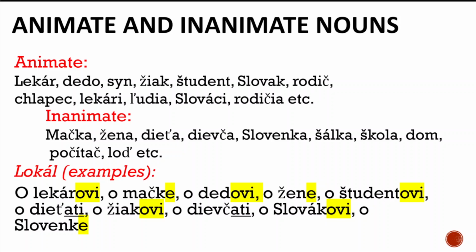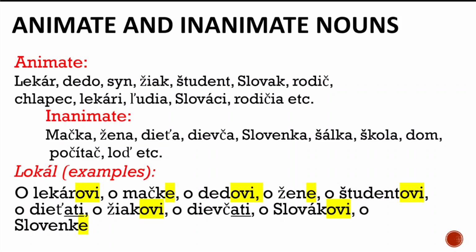The last four nouns, lekári, ľudia, Slováci, rodičia, are in plural. So if in this group of people there is at least one man, the noun is considered masculine. If you don't know, but there is a probability that in this group of people there is at least one man, the word is also considered masculine. All the other words are considered inanimate. So, mačka, feminine, not animate. Žena, feminine, is not animate, as well as dieťa, dievča. All these words are inanimate nouns.